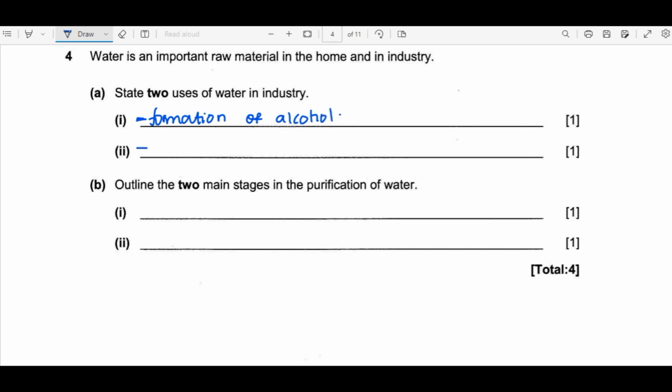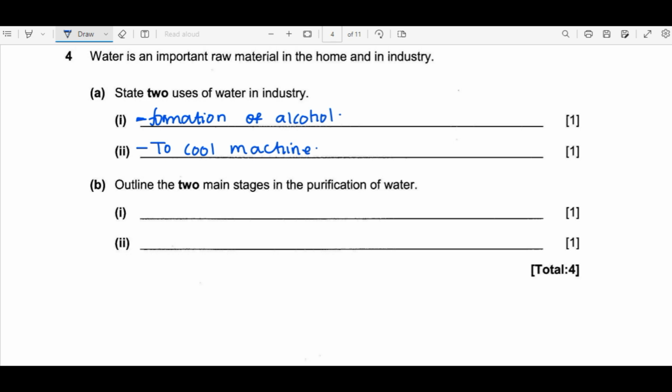Then the other one, to cool machines. Whenever a machine is operating, because of the friction force, we might find that the machine is heated, the temperature is heated. So in order to reduce that temperature so that it works effectively, water must also be there. So there are so many uses of water, you can just give any of it.